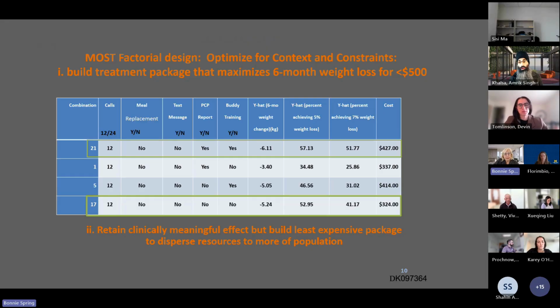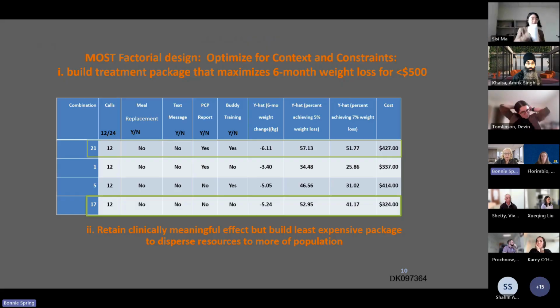So the way we did this is we compared two different versions of the number of sessions. We gave half of the people 12 sessions and half of them 24. If there was anything that I thought was going to have an effect, it was that, because people are so expensive, I was sure 24 would be more effective. We turned on or off whether we gave them meal replacements, whether we gave them text message reminders and supports, whether we sent a report of their progress to their primary care doc. We enrolled them with a support buddy, and we turned on and off whether we trained that buddy to be supportive. And we knew that our optimization criterion was we wanted to have a treatment that maximized weight loss for less than $500.